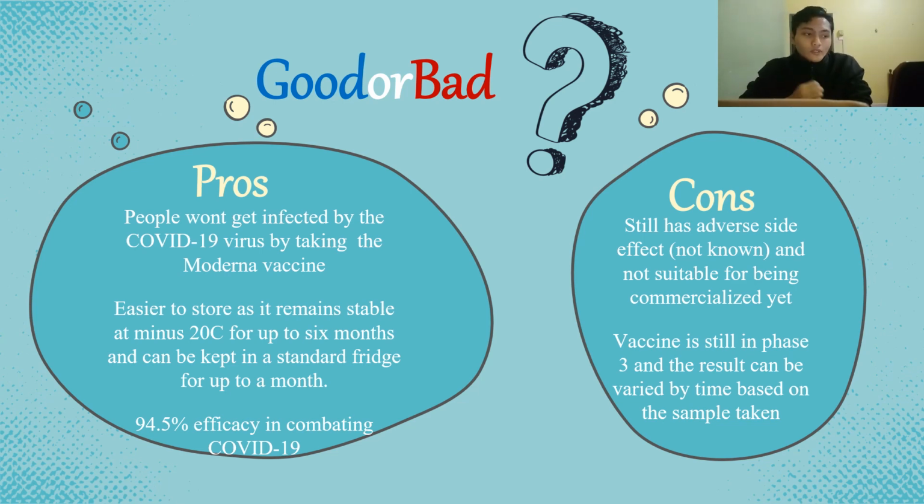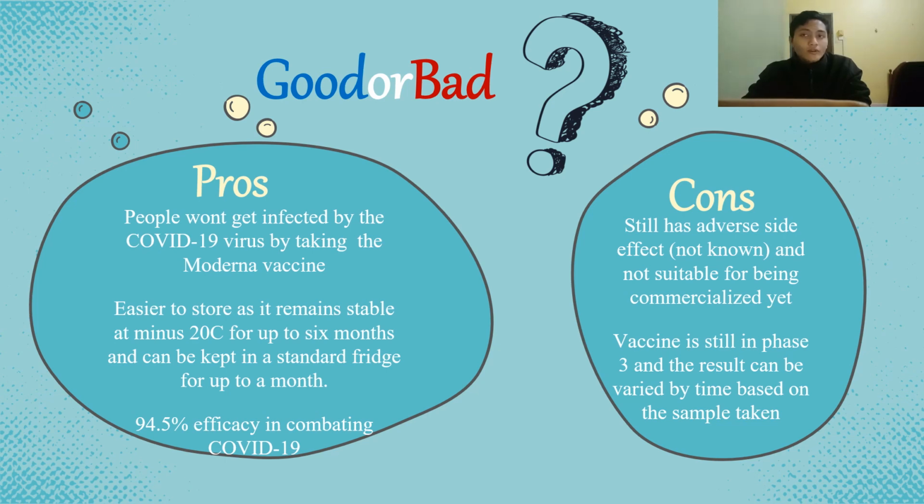The pros of the Moderna vaccine: people won't get infected by the COVID-19 virus by taking the Moderna vaccine. That's the first thing. The second thing is the Moderna vaccine is easier to store as it remains stable at minus 20 degrees Celsius for up to 6 months and can be kept in a standard fridge for up to a month.